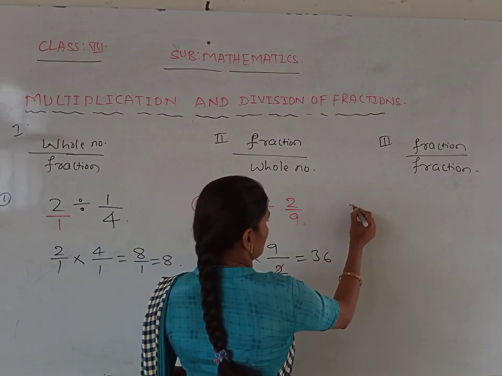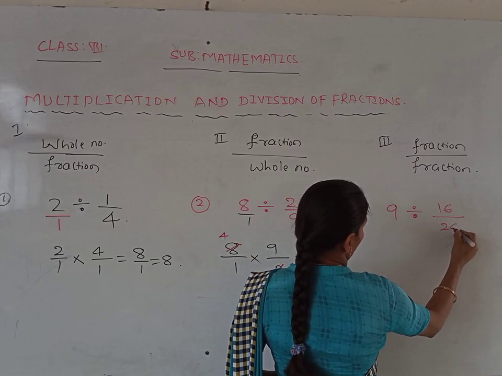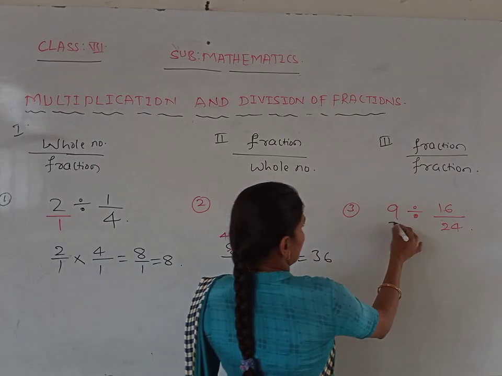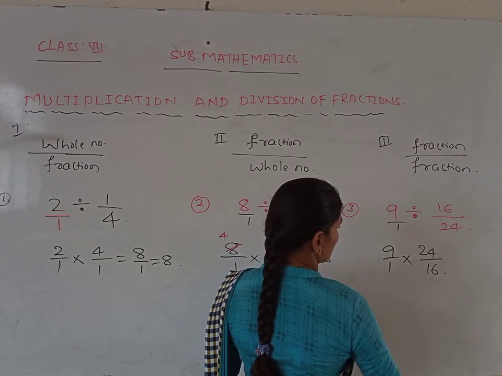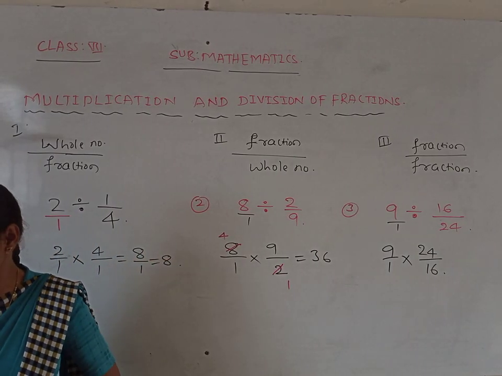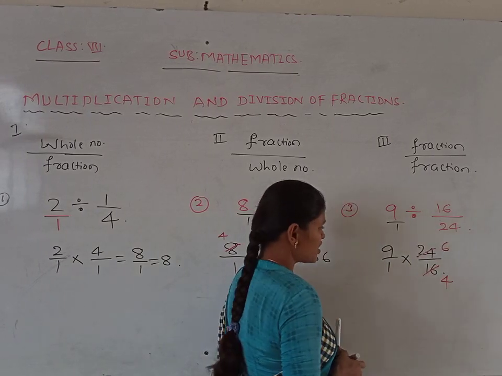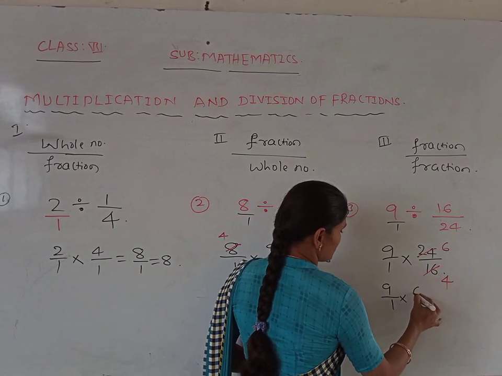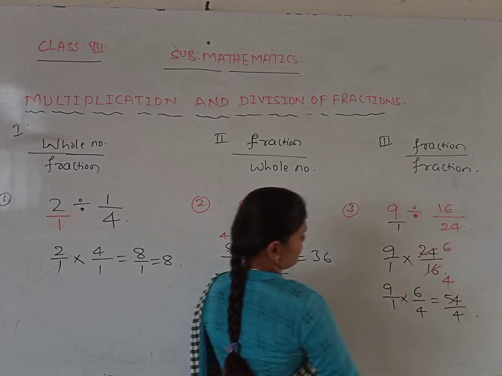Next one. Whole number 9 divided by 16 by 24. So you can consider it as 9 by 1. Keep the first fraction as it is. Reciprocal of the second fraction. Any common factor in these two? Yes, 4 is a common factor between 16 and 24. 4 fours are 16, 4 sixes are 24. Now also there is no common factor here. Means 9 by 1 into 6 by 4. 9 sixes are 54 divided by 4 is the answer.